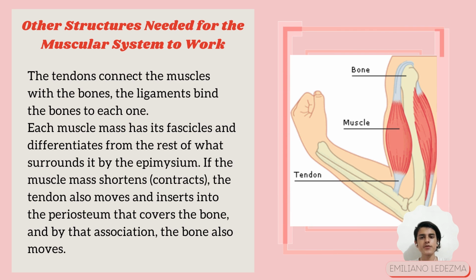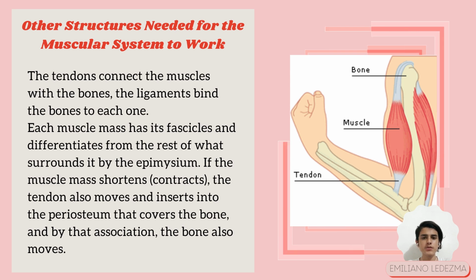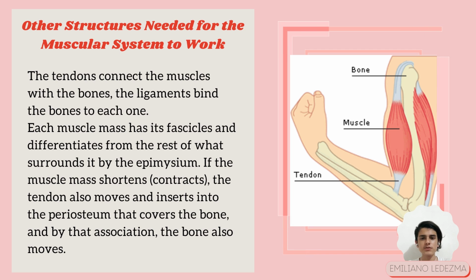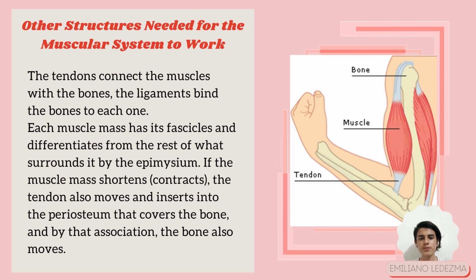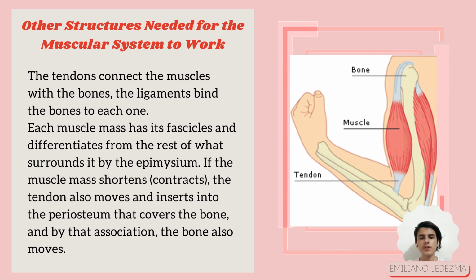Other structures needed for the muscular system to work. The tendons connect the muscles with the bones. The ligaments bind the bones to each other. Each muscle must have its fasciculus and be differentiated from the rest of what surrounds it by the epimysium. If the muscle mass shortens, or contracts, the tendon also moves and inserts into the periosteum that covers the bone, and by the association, the bones also move.